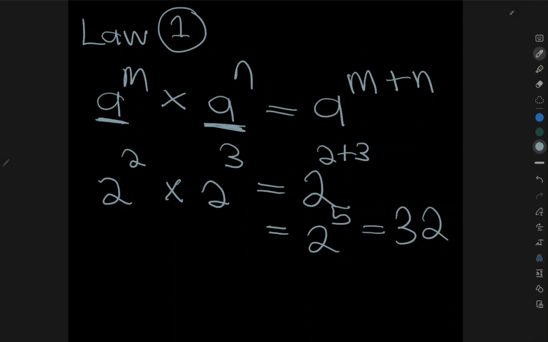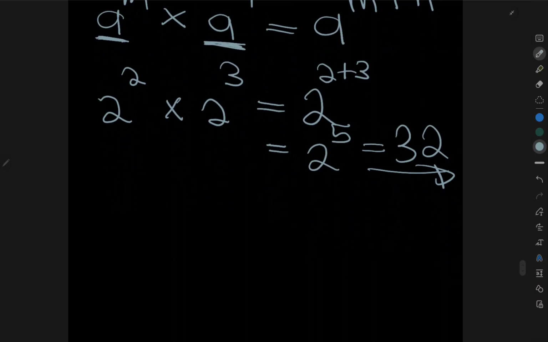If they say we need to leave it in exponential form or in its prime factors, we're just going to write 2 to the power of 5. But if we have to simplify it, we'll write the final answer, which is 32. So that's basically what you're supposed to do when you're adding exponents.